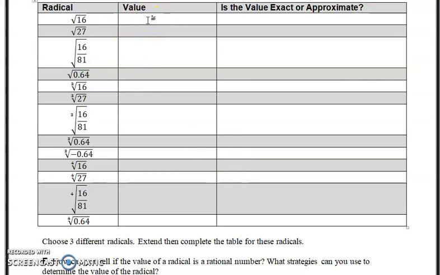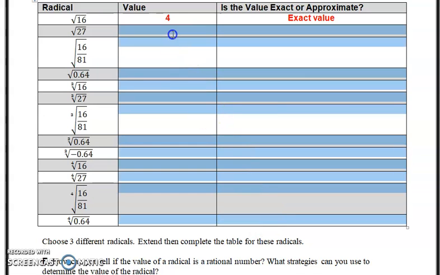So the square root of 16 we know is 4. Okay? Is that an exact value or an approximate? We know that it would be considered an exact value. So an approximate would be a decimal, such as you're going to see now, the square root of 27.